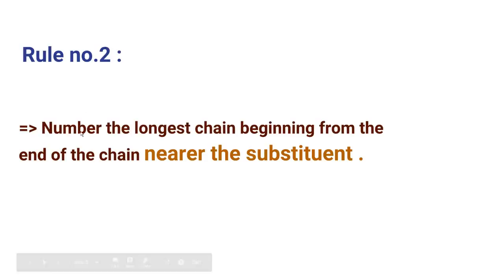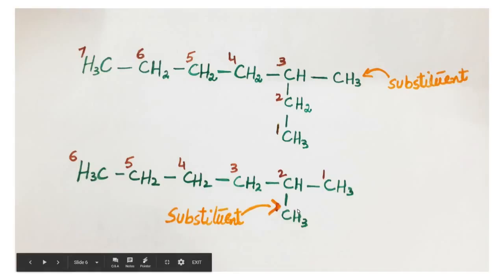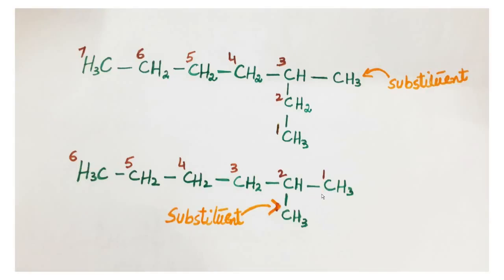Rule number 2 says number the longest continuous chain beginning from the end of the chain nearer the substituent. For example, like here, this is the substituent. So you're going to start counting from this carbon because this carbon is nearer to the substituent. Similarly, this is the substituent. So you're going to start counting from this end of the chain, not from here, because this is far away from the substituent. So you have to start counting from the carbon which is nearer to the substituent.